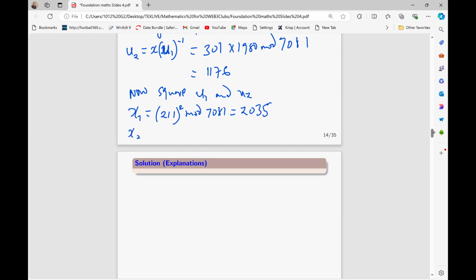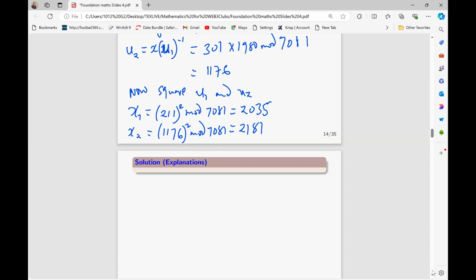What about x2? The square of U2 mod 7081. So 1176 times 1176. The answer you get divided by 7081 goes there 195 times, and the remainder is 2181. Those are the ones you send as proof that you know x2.